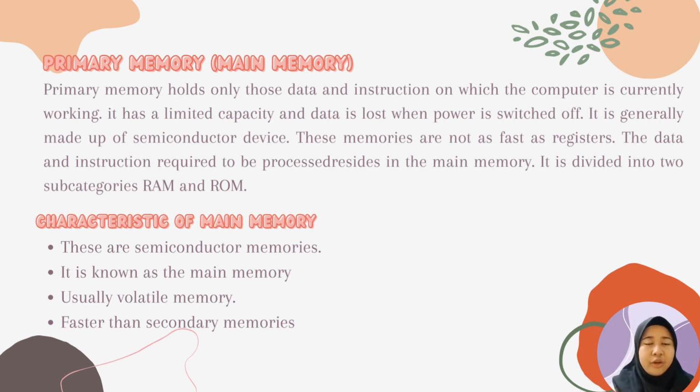These are the characteristics of the primary memory. The first one is that these are semiconductor memories. Number two is that it is known as the main memory. Number three is that it is usually volatile memory. And number four is that it is faster than secondary memories.